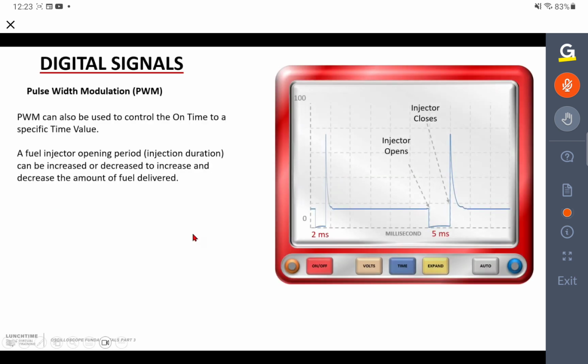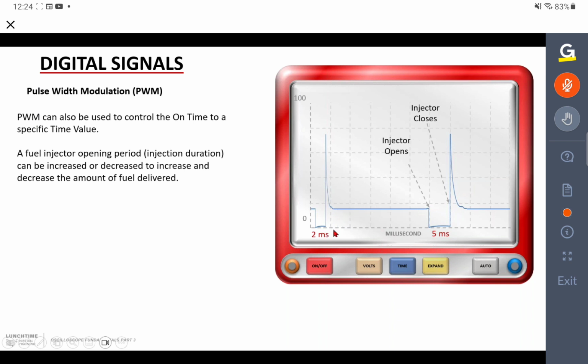Okay, another part of pulse width modulation is where we actually control the on time specifically to a value that will, in this example, control how long an injector is open or closed for. Now, when we looked at the previous example of a solenoid, we looked at a positive circuit being switched, but in reality, most electronic control systems control actuators on the negative circuit. So we end up with the on period being at 0 volts and the off period being at battery voltage.